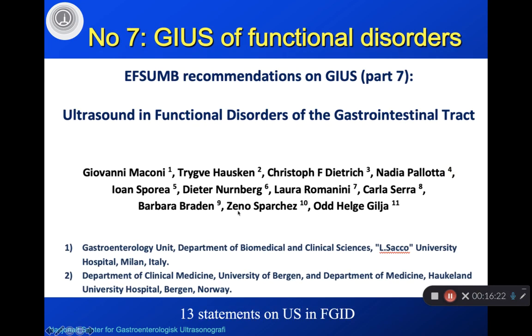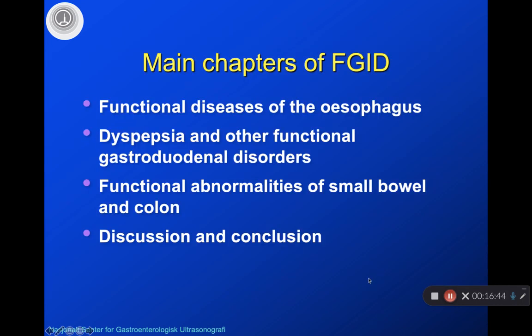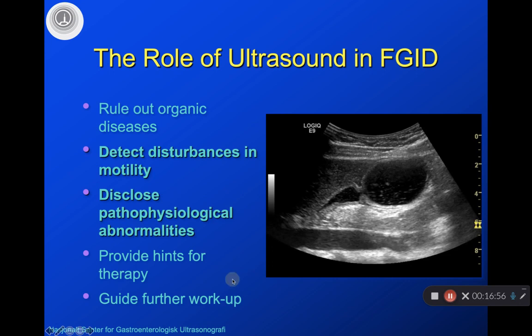In our last paper on GIUS guidelines, we have focused on functional disorders. This paper is not yet published, but is just about to be submitted. And we have included 13 statements on ultrasound in functional GI disorders. The main chapters in this paper are functional diseases of the esophagus, of the gastro-intestinal part, and also the small bowel and colon, and we have a discussion in the end of the paper.